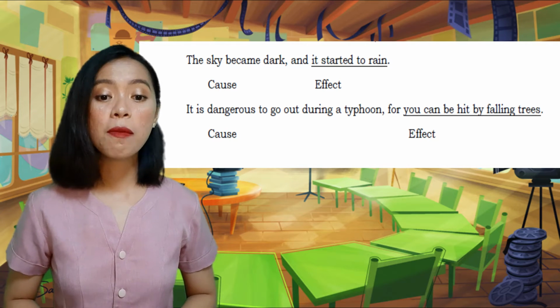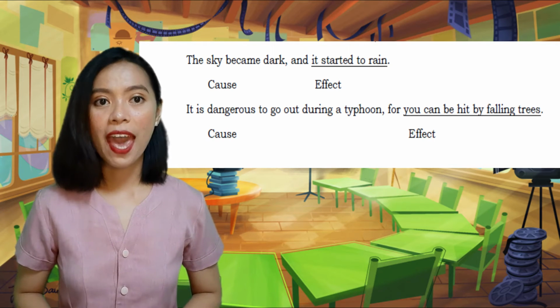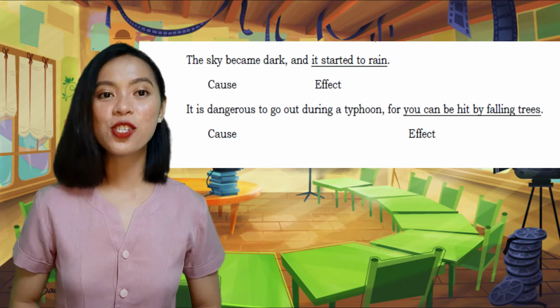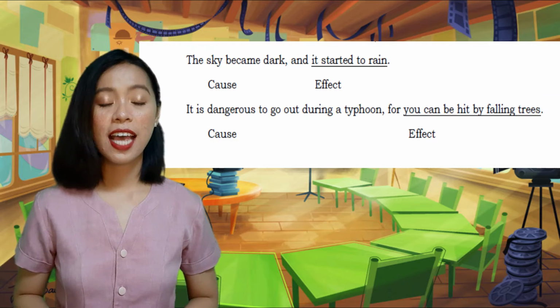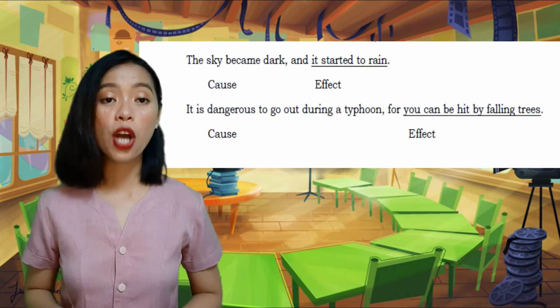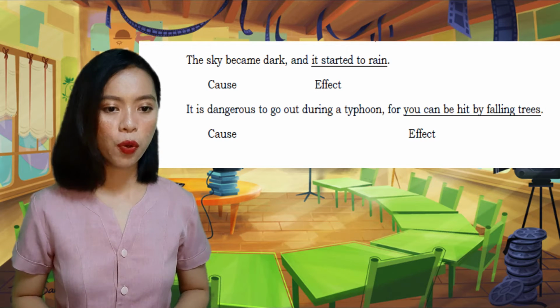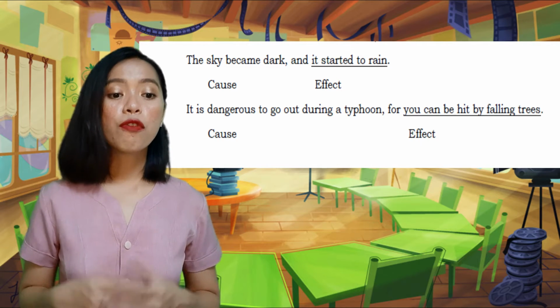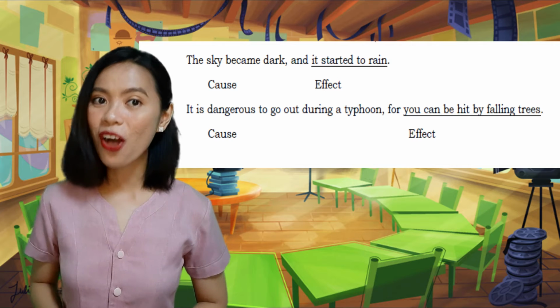Note that in each sentence, there is a cause and effect. Cause: the sky became dark. Effect: and it started to rain. Cause: it is dangerous to go out during a typhoon. Effect: for you can be hit by falling trees.